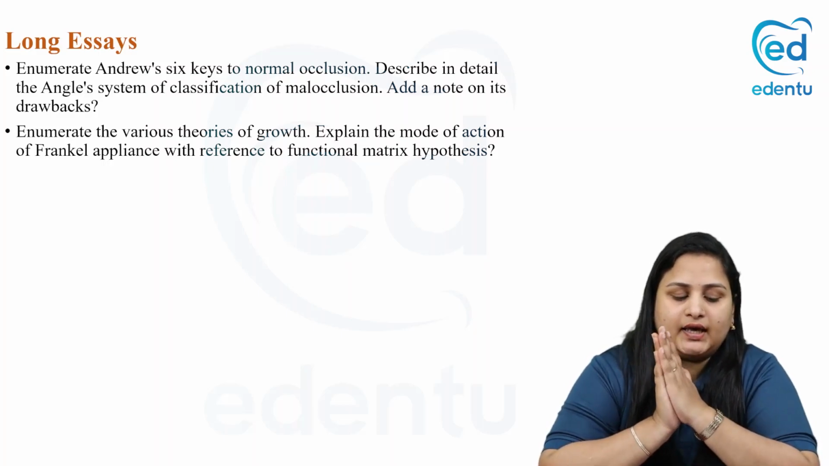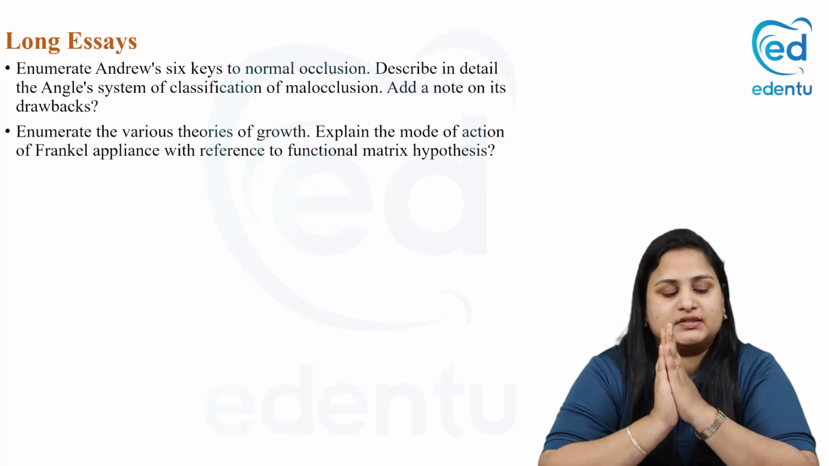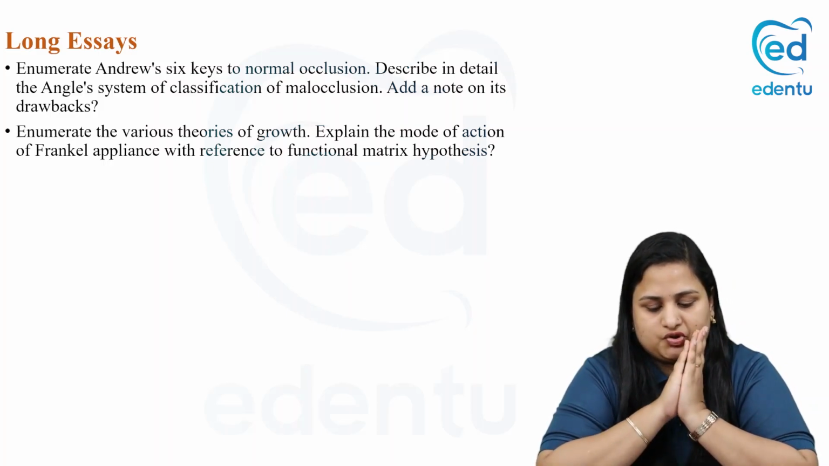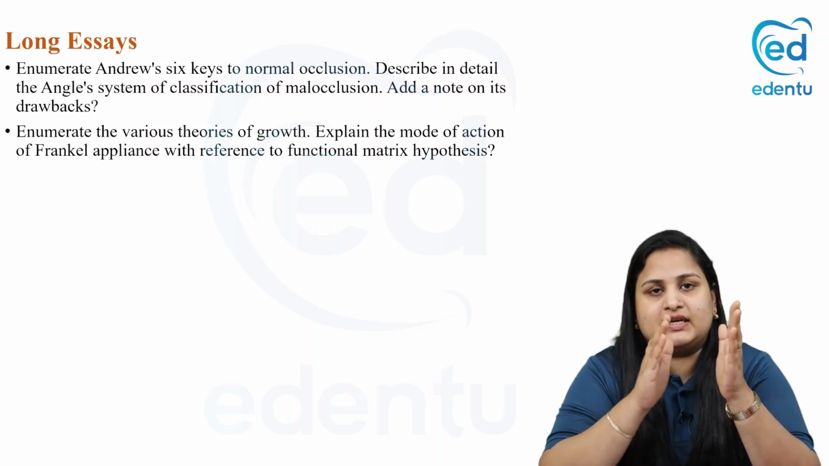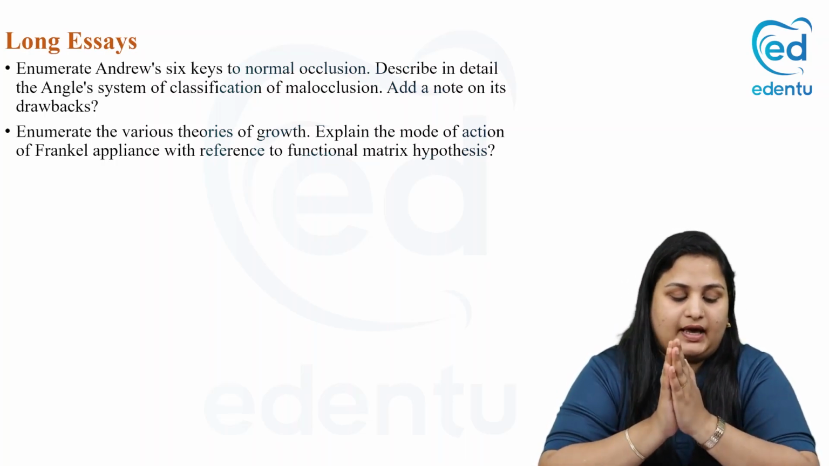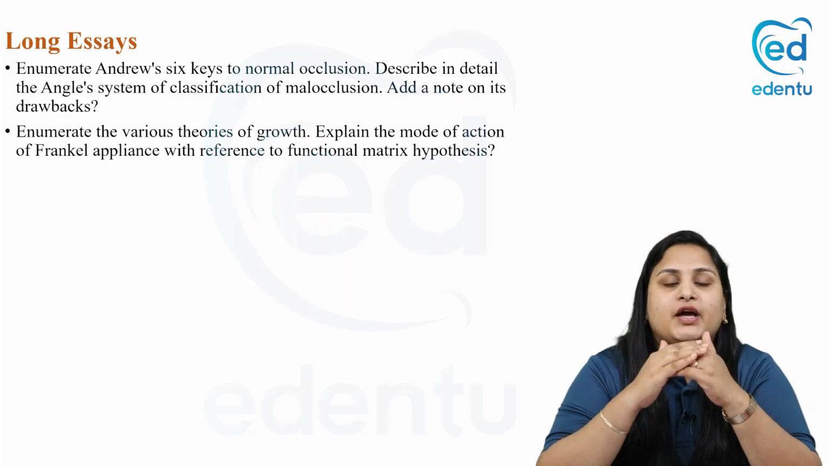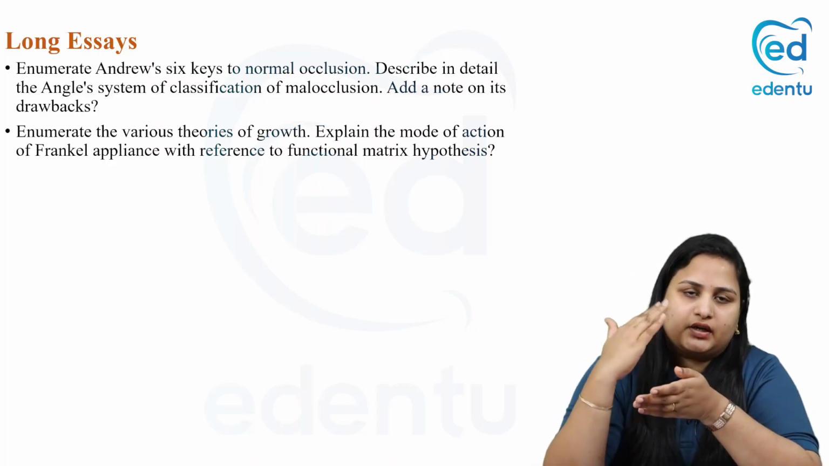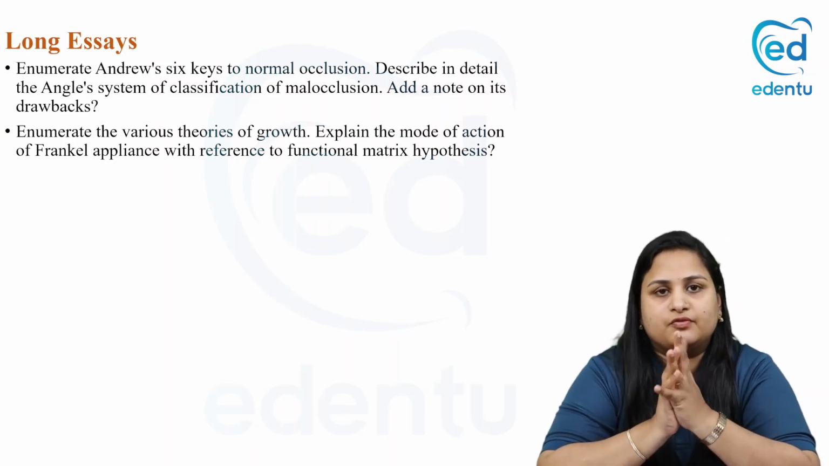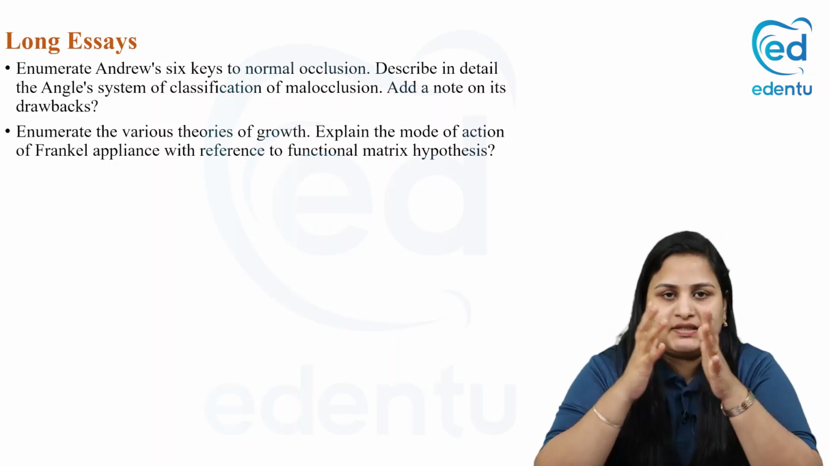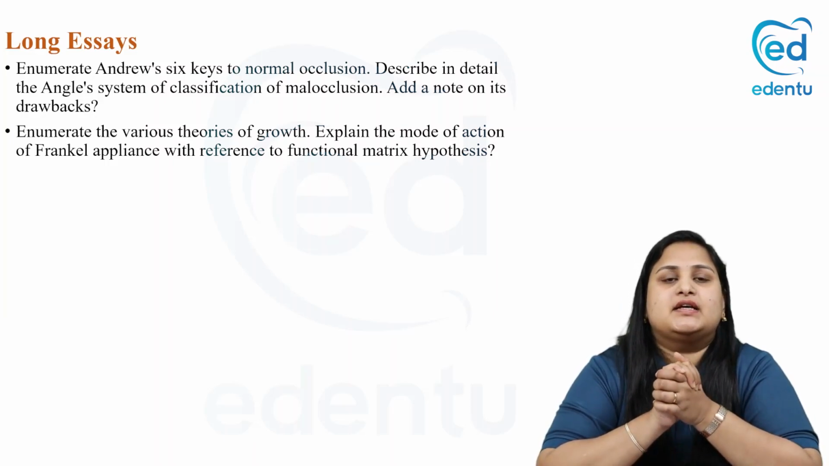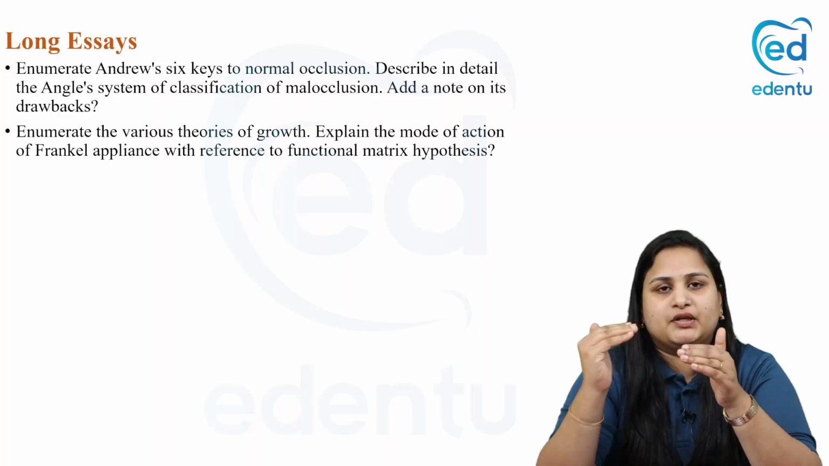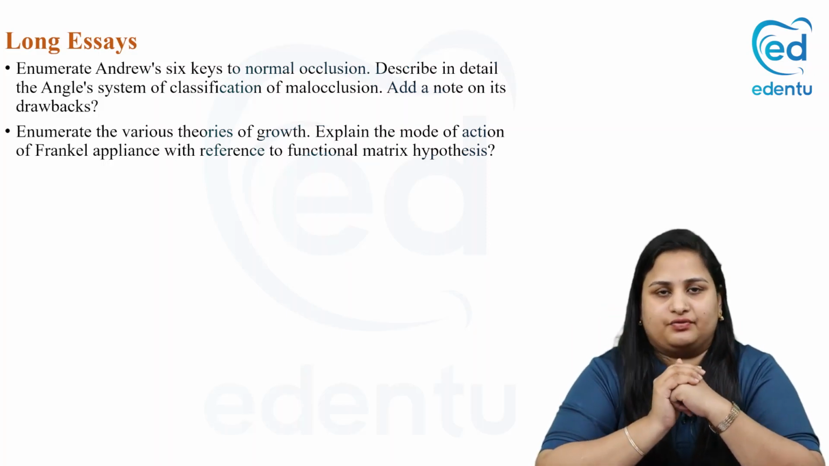In this case, it has 3 parts. Part A requires just a brief enumeration of Andrews' 6 keys of normal occlusion. Even if you only enumerate them, that is good enough, or a little explanation with regard to each of those points can also fetch you good marks. For the basic skeleton, what is required is just to enumerate all 6 in order, and briefly give 1 or 2 points on each of them.